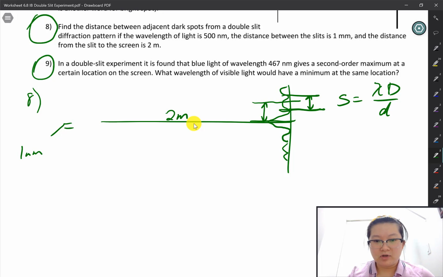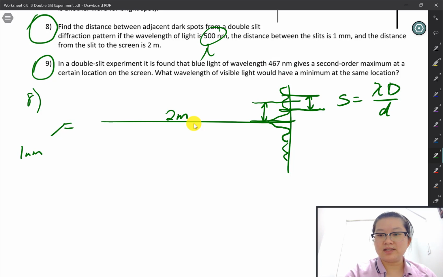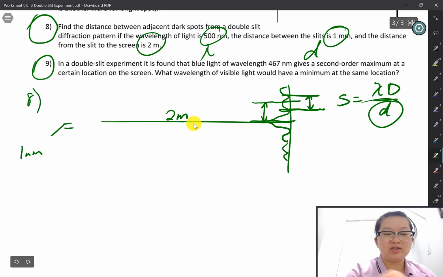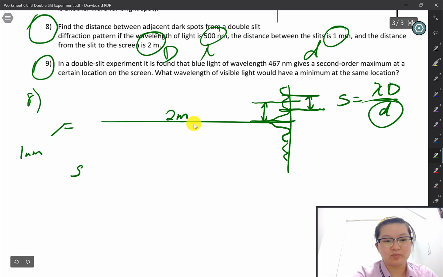Okay, so let's begin. We have a few things we're given. Wavelength is here. The distance between our slits is small d, so that's this guy over here. Distance to the screen, that is the big D. So all we need is those 4 numbers to figure out the spacing between even the dark spots.